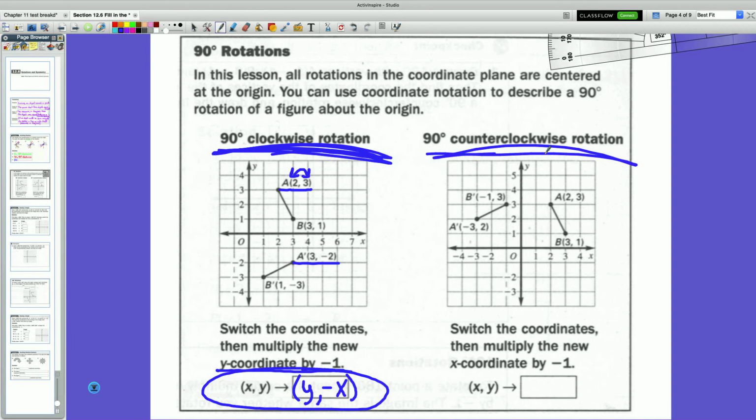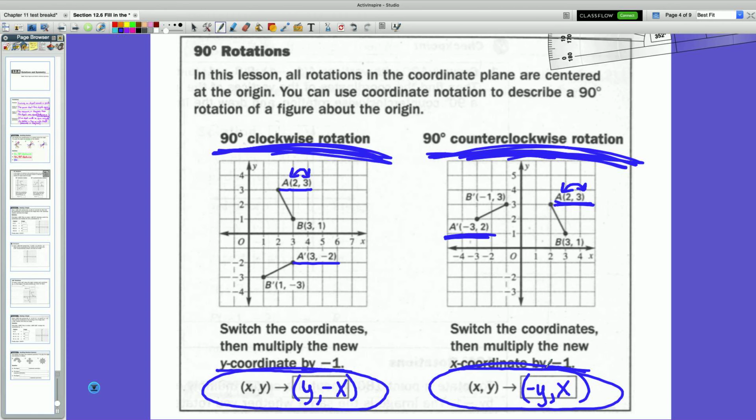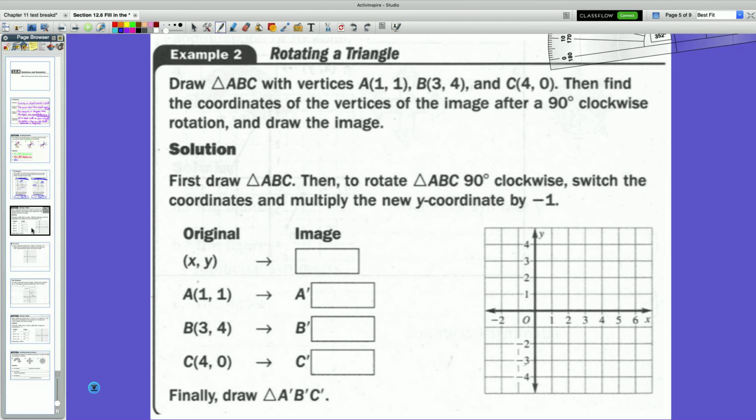Now 90-degree counterclockwise. Again, we're going to flip-flop. So A here, A prime here. See how these two things switch spots? So (x, y), and then we multiply the x coordinate by negative 1. So (x, y) goes to (negative y, x). And that's super important, so make sure you circle or star that. Those are our two big rules when we're rotating. So let's try an example here.